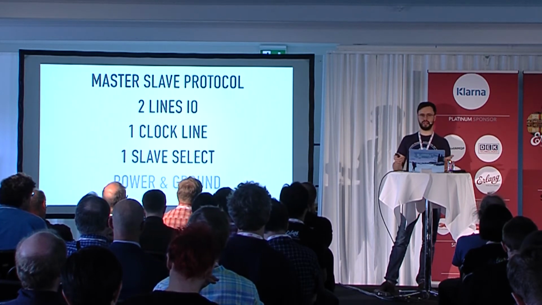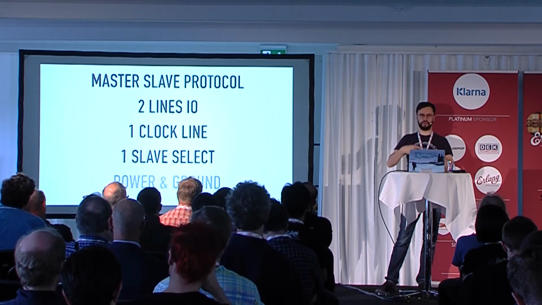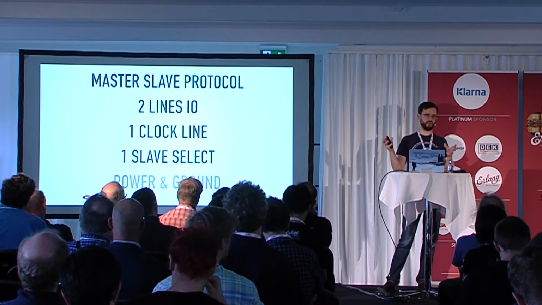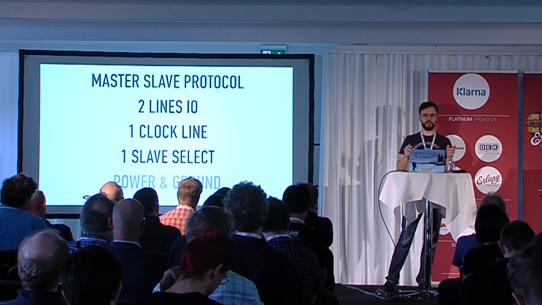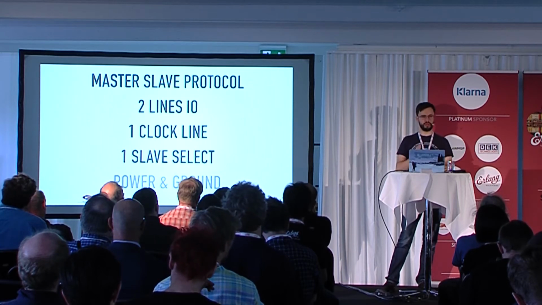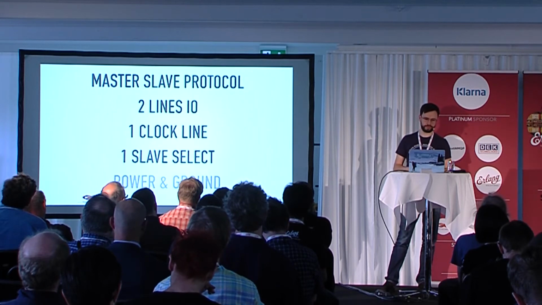You have 2 lines for input-output, and one clock line that determines the rate at which you're communicating. If you hook up, for example, 2 components on the same SPI wire, you use the slave select to decide which one to talk to at the moment, and then you start blasting on the input-output lines, and you can talk to this component.